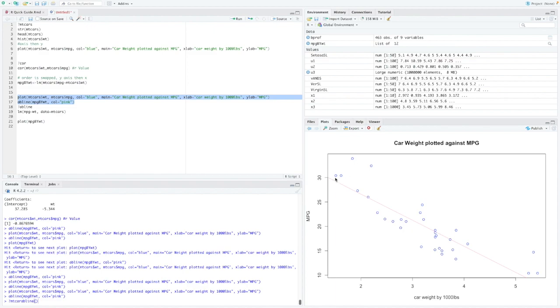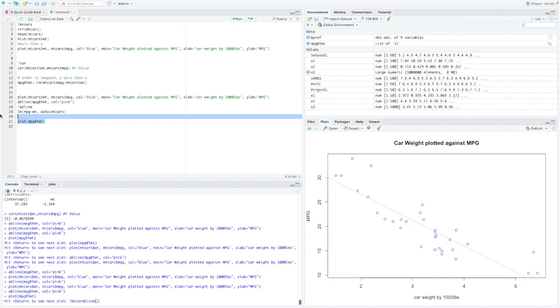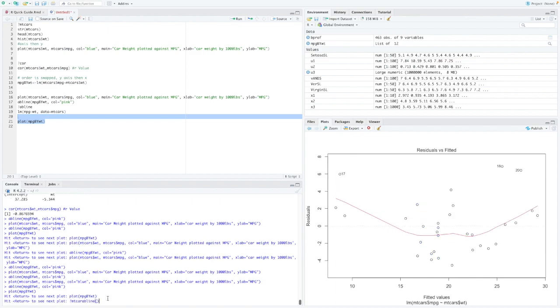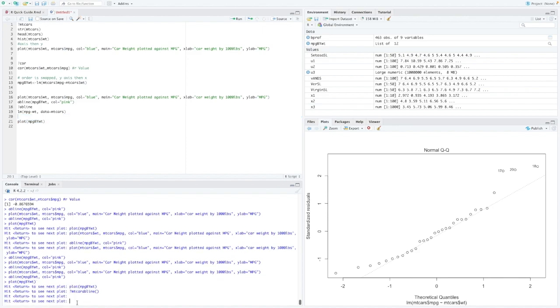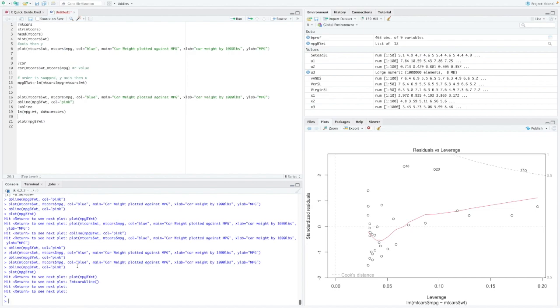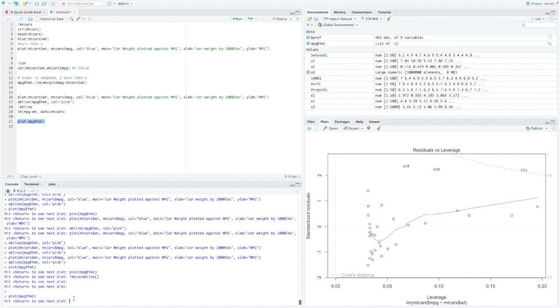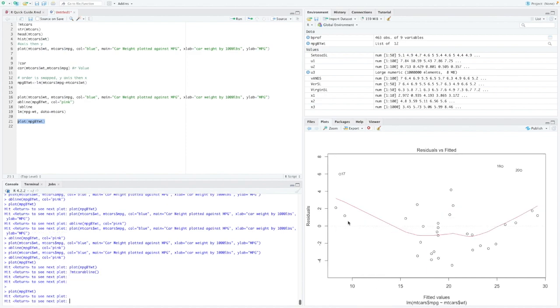So this would have a positive residual because it's above. Below it would have a negative residual, right? We're looking at the distance from our fitted line. So if I plot my linear model, let's run it again. So I'm taking my residuals versus our fitted. So this is the distance from our best fit line.